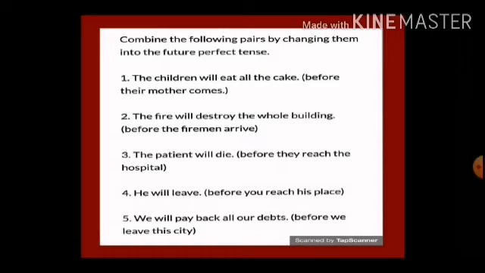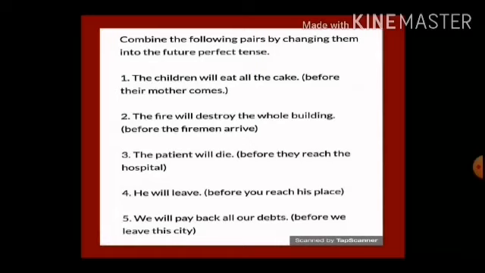Okay. Now see the next question. The fire will destroy the whole building before the firemen arrive. So how can we connect this? The fire will have destroyed the whole building before the firemen arrive. See the next one. The patient will die before they reach the hospital. So how can we say this? The patient will have died before they reach the hospital.